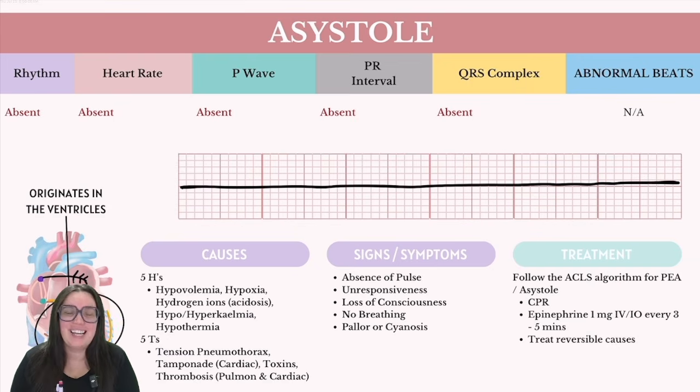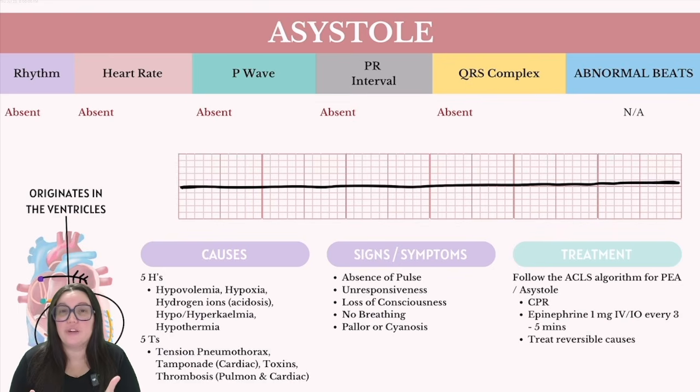So what are you going to see when it comes to signs and symptoms of the most lethal rhythm, right? Well, of course, we're going to see an absence of a pulse. The person's going to be unresponsive. They're going to lose consciousness. No breathing is going to be taking place because nothing's getting oxygenated. And then, of course, you're going to see pallor and cyanosis. Basically that means the person's going to be either very, very pale or they're going to turn blue.